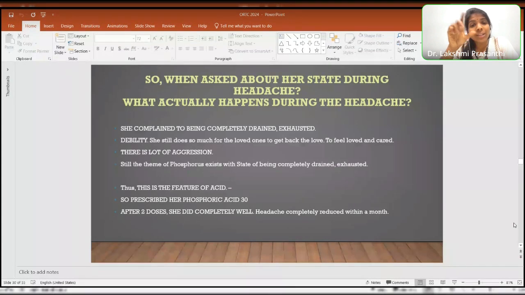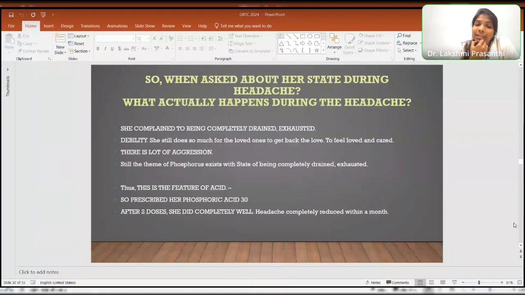But still, she used to do so much for the loved ones, to get back the love. So to feel loved and cared was her theme. Still, there was a lot of aggression that her husband couldn't give her time. With the theme of being completely drained, exhausted, debility, and the theme of not getting loved, illusion, unloved and uncared, the themes of phosphorus existed along with the acidic themes.